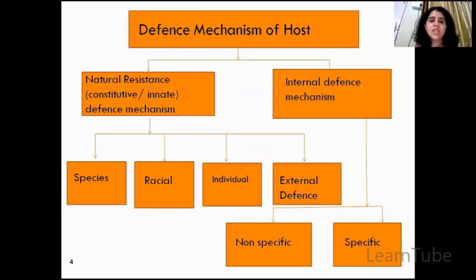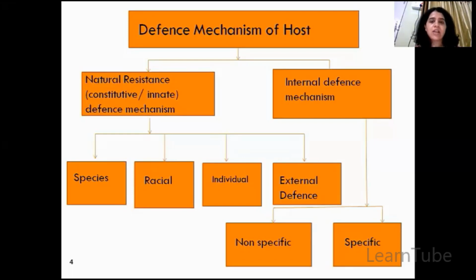Now, species here means that some diseases are caused only to humans and some diseases are caused only to animals. An example is rabies. Rabies is not caused to humans, it is only caused to dogs. So that becomes species, because that particular disease is limited to dogs and not to any other species.